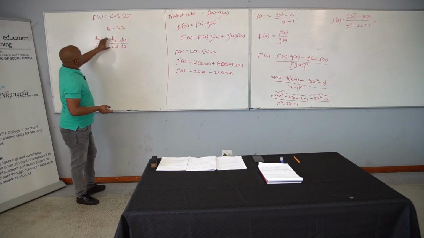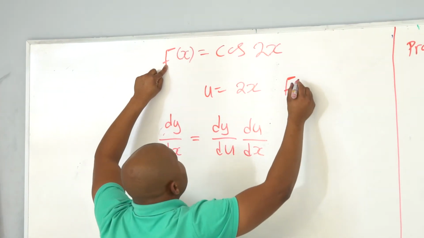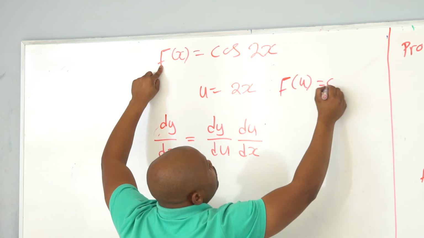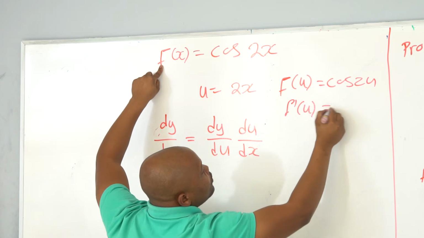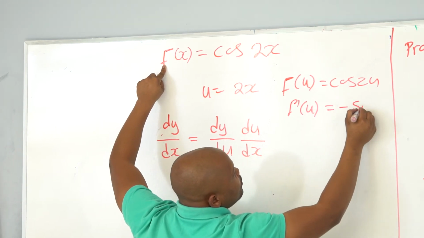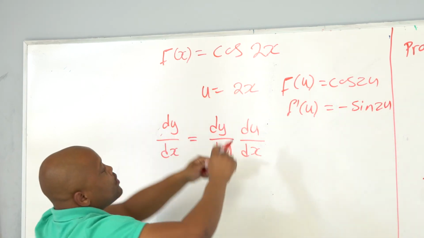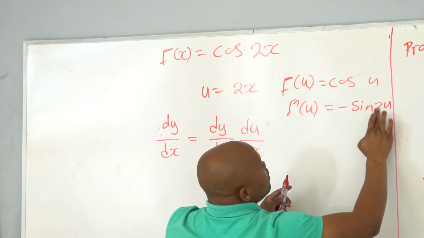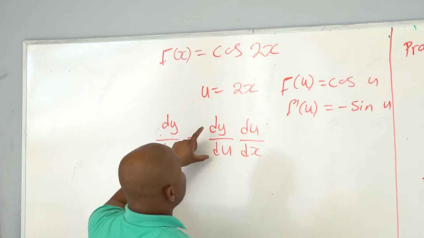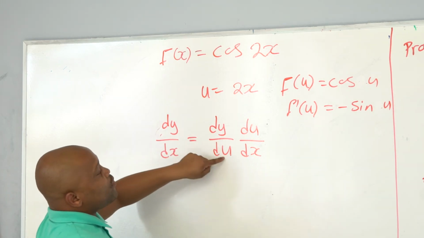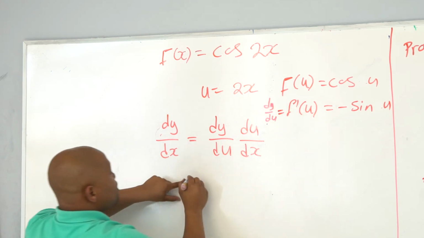So now, if you substitute u in this place, you're going to get f of u equals cos u, and then the derivative of this in terms of u, you're going to get minus sine u. Sorry, this is going to be u, not 2u. Okay, sharp. And then from there, what is the derivative of y in terms of u? This is the derivative of y in terms of u, so dy over du. You just substitute here, you get what?